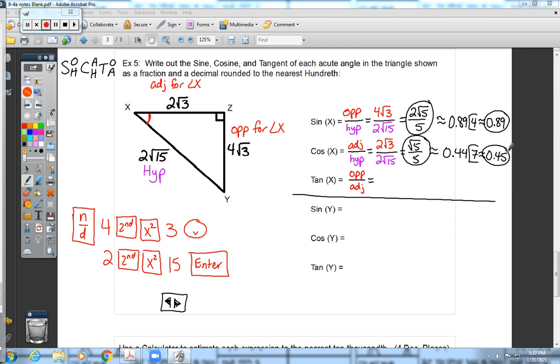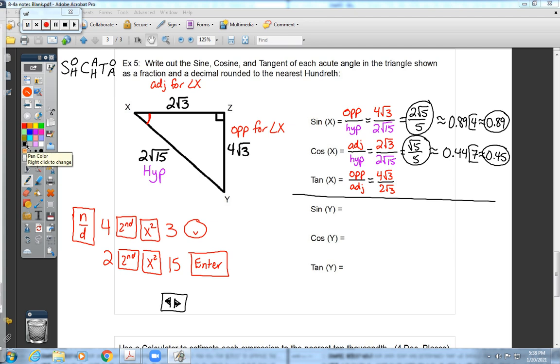Finally, for tangent, that would be opposite over adjacent, which would be 4 root 3 over 2 root 3. And that one, you may recognize, the root 3's would cancel. 4 divided by 2 is just 2. So it doesn't require a decimal and a fraction because it's a whole number. Again, you could type that into your calculator. You will get 2.